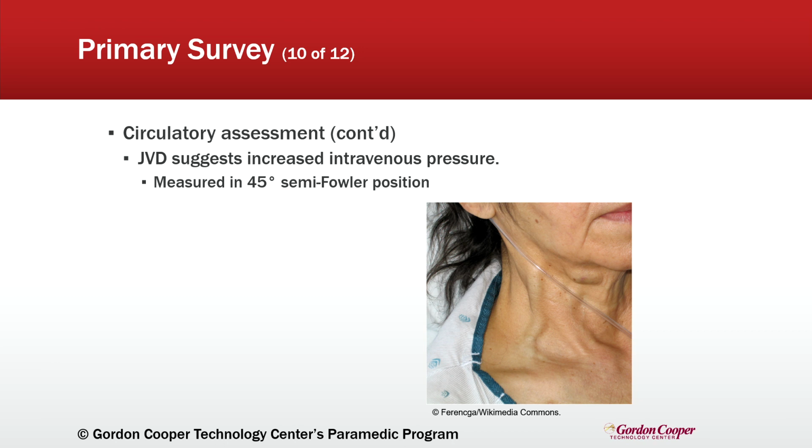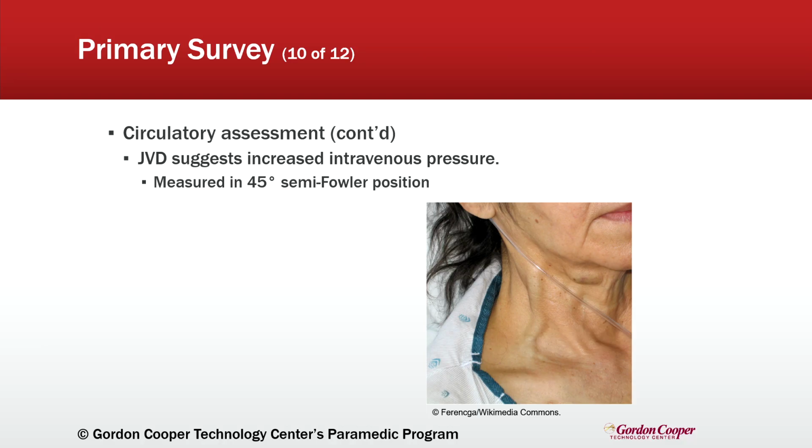Volume overload can as well. So excessive fluid in the body can lead to distended veins, as well as some right-sided heart failure. So you get that backup. The heart's inability to pump effectively can result in increased venous pressure. And then we've mentioned it, but tamponade as well. So that fluid that surrounds the heart can also elevate JVD.